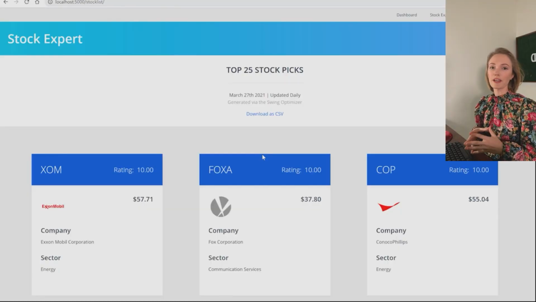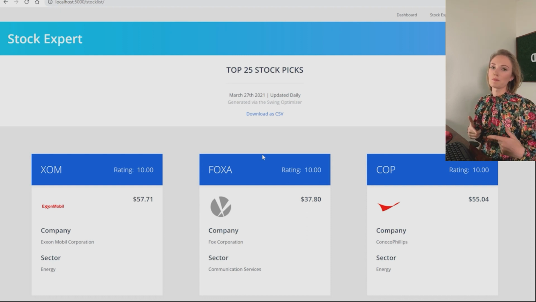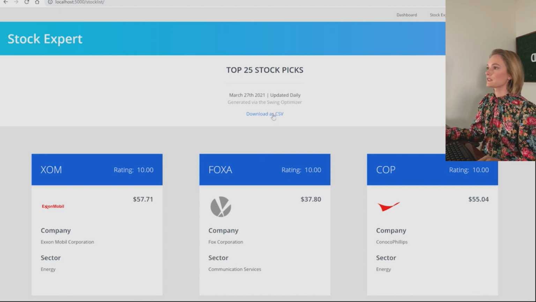For my investment strategy, I'm going to be choosing 20 stocks from the EdgeFund top 25 stock picks. These are the most highly rated stocks from the S&P 500. Every day, the Swing Optimizer analyzes the S&P 500 stocks and chooses the best of those. So I'm going to download this spreadsheet.